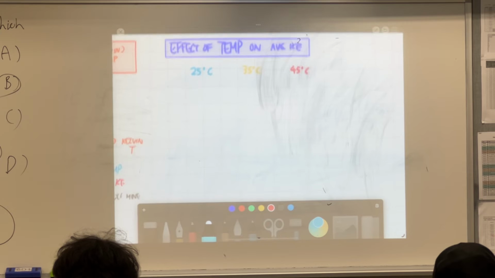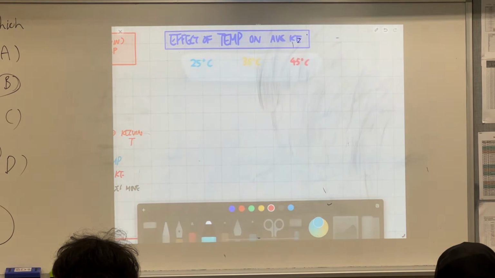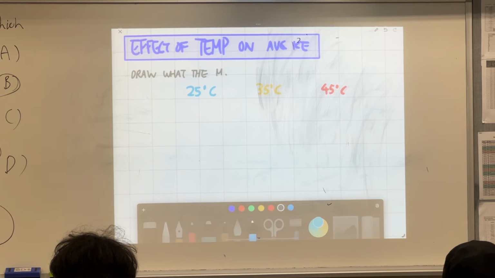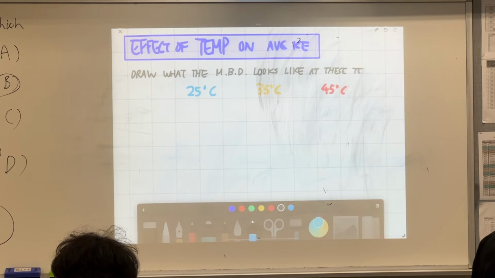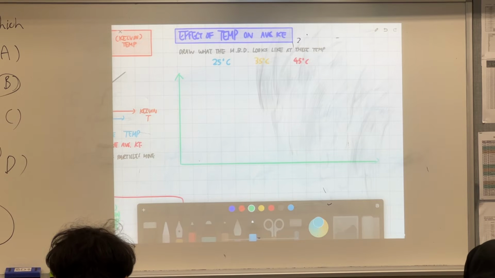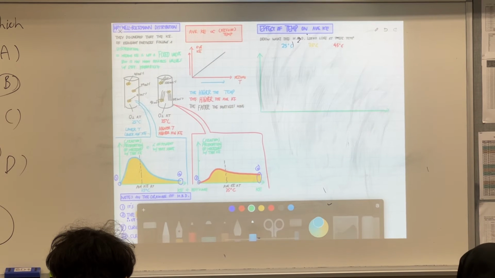So they might ask you to show what the Maxwell-Boltzmann distribution curve is like at these 3 temperatures. So draw what the Maxwell-Boltzmann distribution curve looks like at these temperatures, no need to spell that word, just recognize it. And now watch what I'm doing next. Okay, so you have the y-axis. Remember the axis label. This is proportion of molecules with that KE. And this is KE over here.